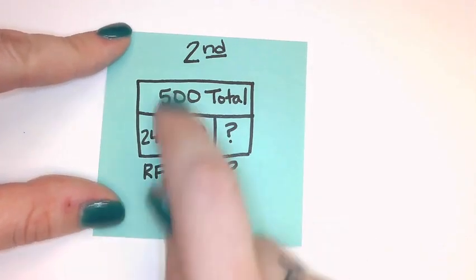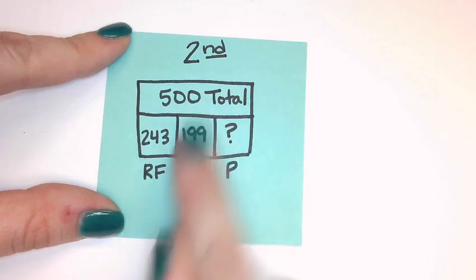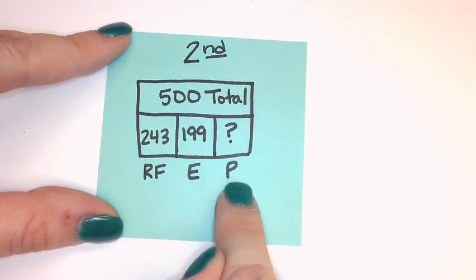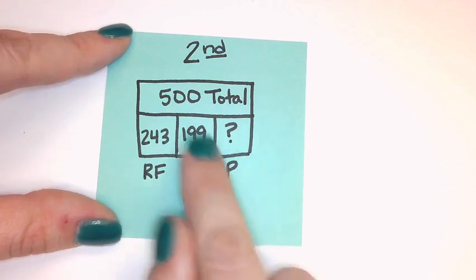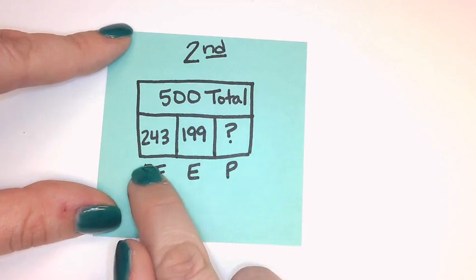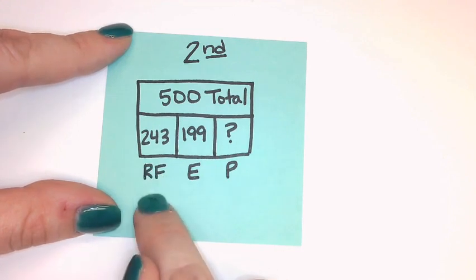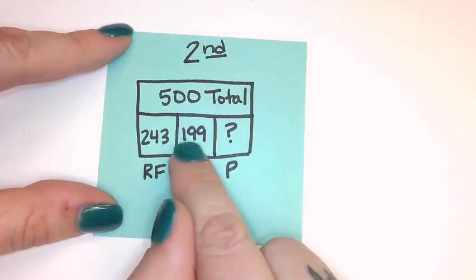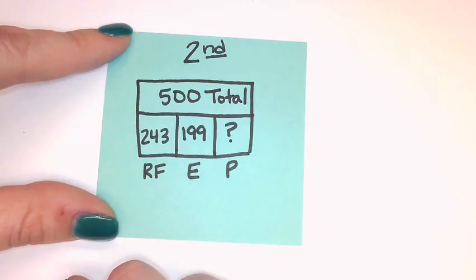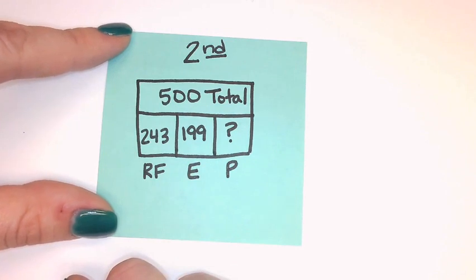So in this problem, you'll see that we have our total of 500 books, and we have our 3 parts here with our realistic fiction, expository, and poetry. This is really helpful to see that I could solve it a couple of different ways. So as the teacher, I might go ahead and think, oh, I need to add these up and then subtract from 500. But as a student, I might see it a different way.